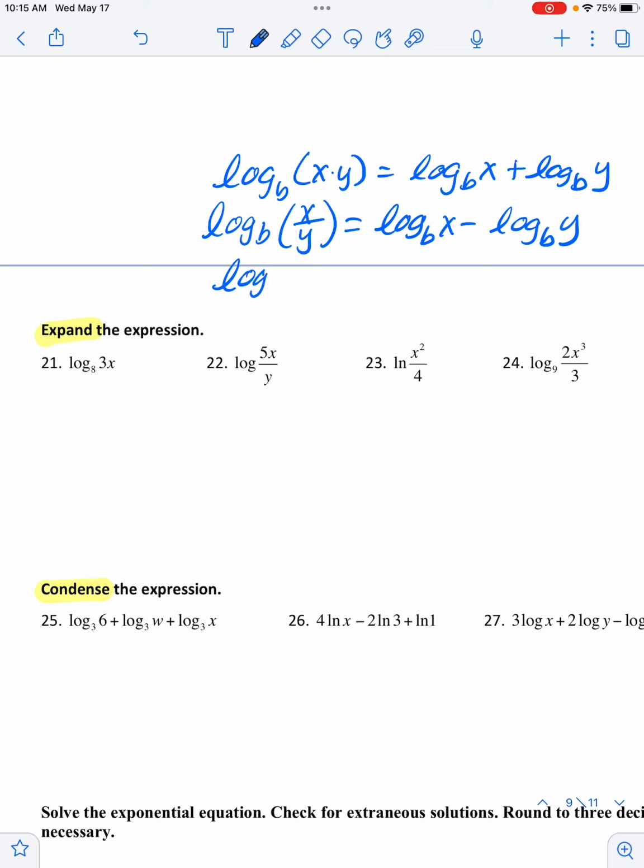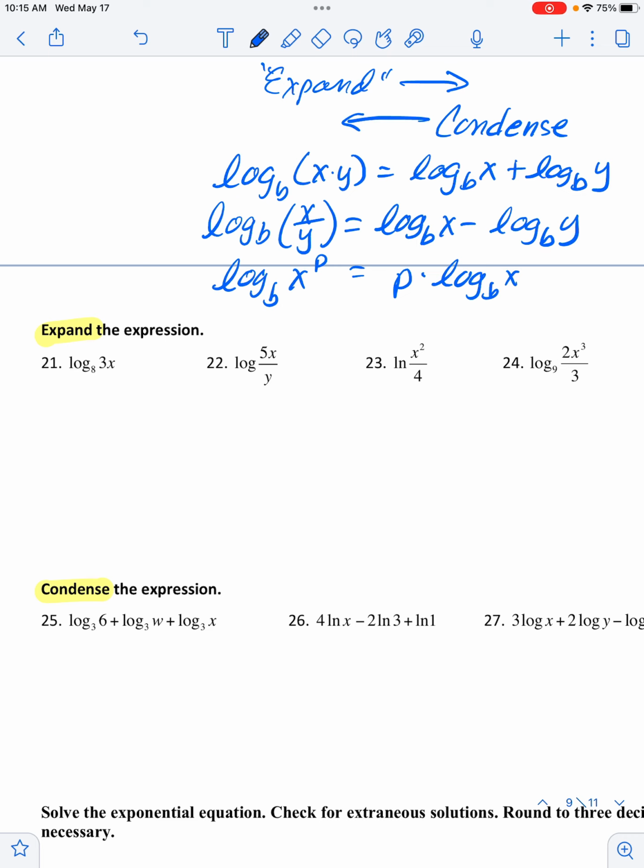And lastly, if you have a log of something to a power, the other place that power can go, and should go if you're expanding, is down in front. So if the verb is to expand, you're going to be going that direction. And if the verb says to condense, you're going to start with several logs and go that direction and end with one. So here my verb is to expand.